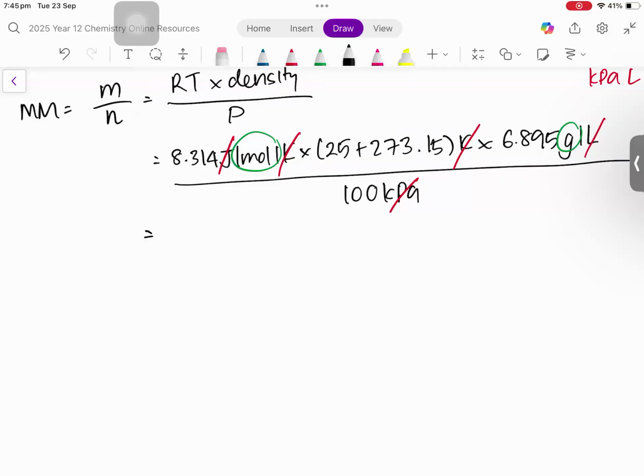170.9 grams per mole. Okay, so that is your part A.